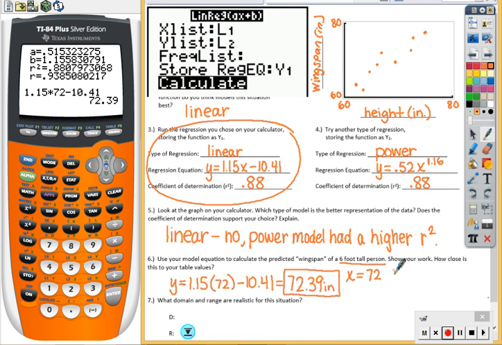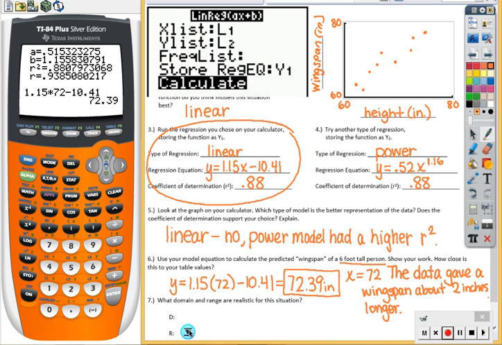How close is it to your table values? I'm going to be grading you just to show me that you thought about it.